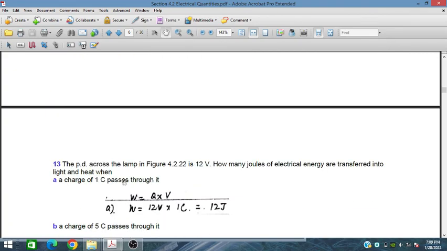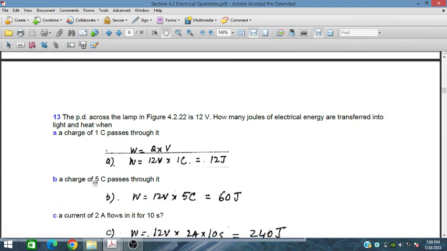When the PD across the lamp in figure 4.222 is 12 volts, how many joules of electrical energy are transferred into light and heat when a charge of 1 coulomb passes through it? This is 12 volts and this is 1 coulomb. So the energy transferred or work done is 12 joules. A charge of 5 coulombs passes through it. If 5 coulombs at 12 volts, then it's 60 joules.